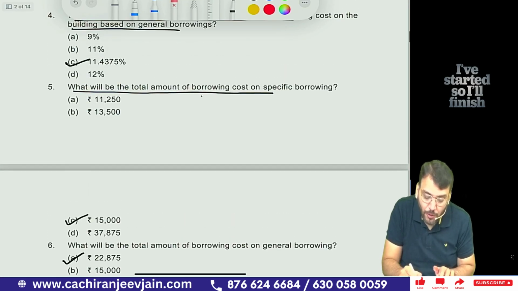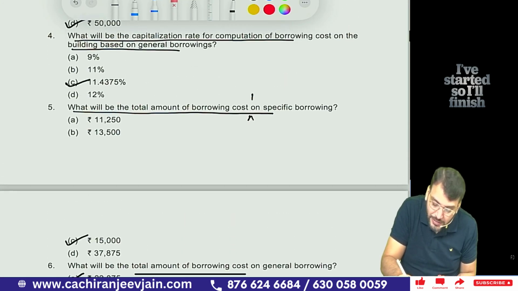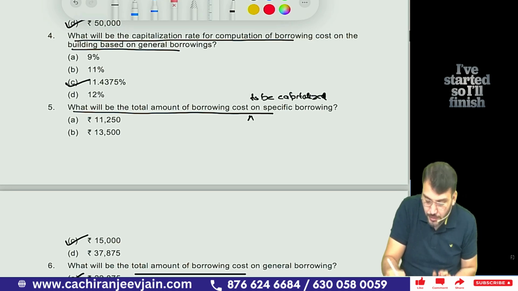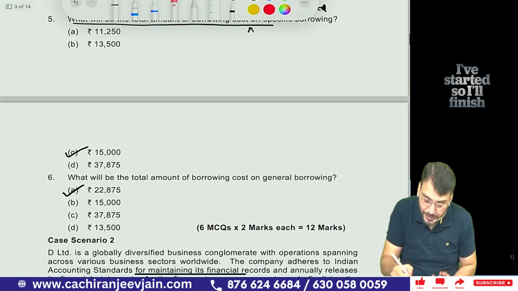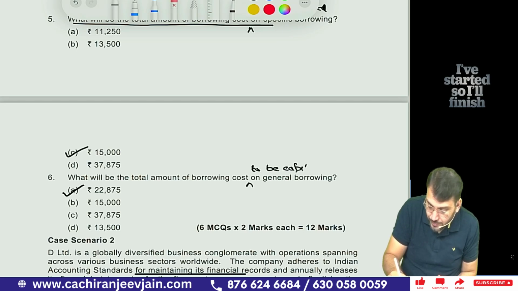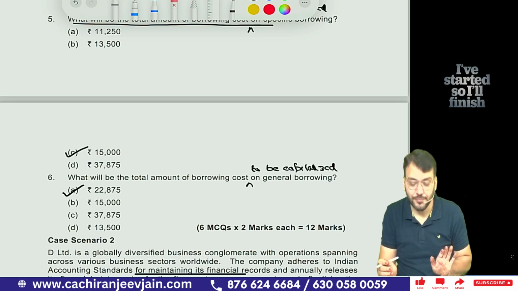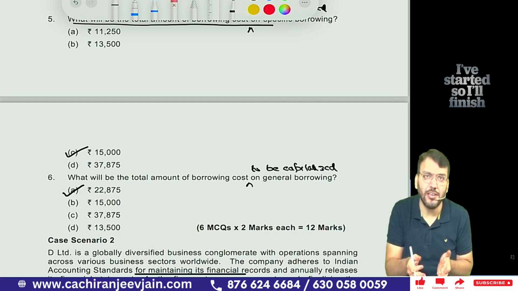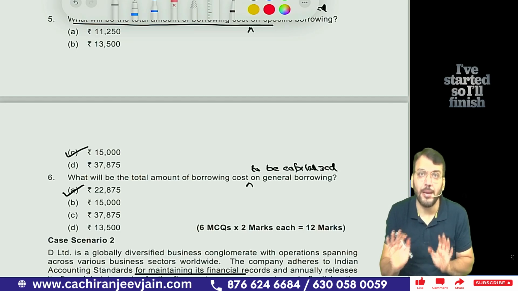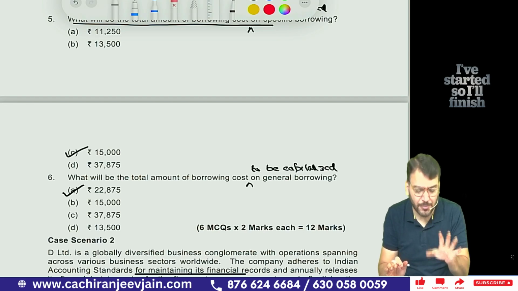What will be the total amount of borrowing cost to be capitalized? It should be "to be capitalized", and this will also be "to be capitalized". Okay, sir. Because of course there is a question of Ind AS 23, so they will not ask you the total borrowing cost. They will always ask you the borrowing cost to be capitalized. So apply your common sense sometimes in the exam.